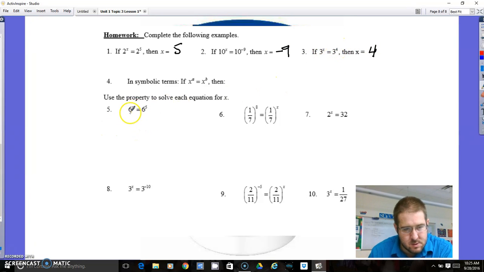All right, this one's easy as well. So if the bases are the same, cancel them out. X must be 5. Done. Bases are the same, cancel them out. 8 must be x. Done.